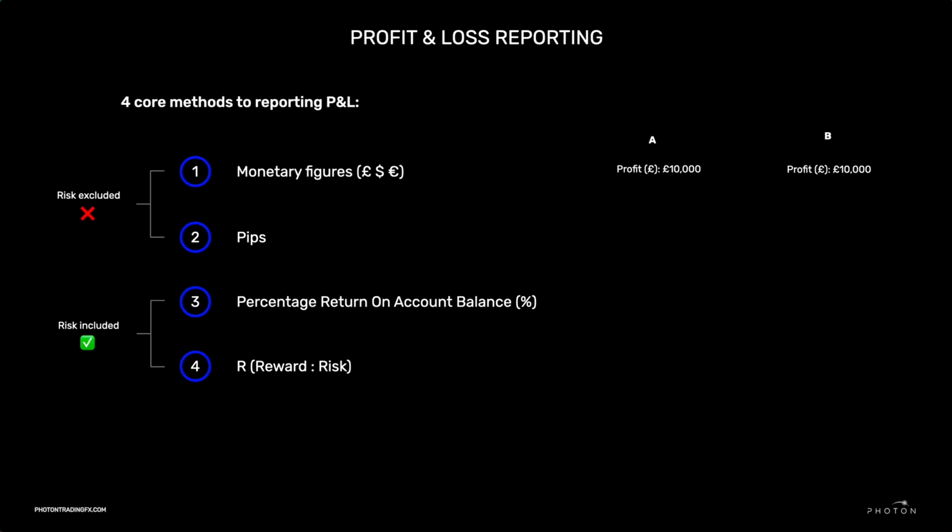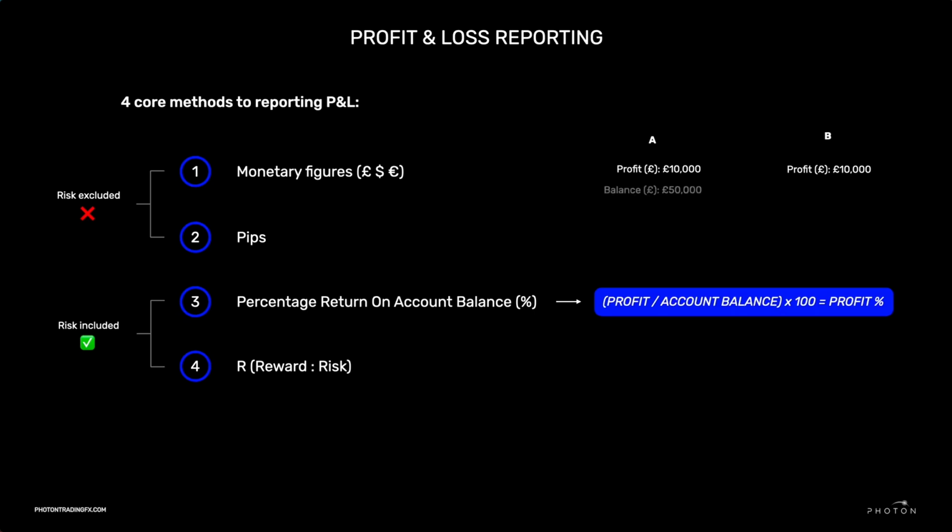So the most common way is usually method 3, to refer to trading returns as a percentage of the total account balance, which is calculated with this simple formula. It's the total profit that you returned, and then you divide that by your total account balance, and then you multiply that figure by 100, which then gives you the figure as a percentage.